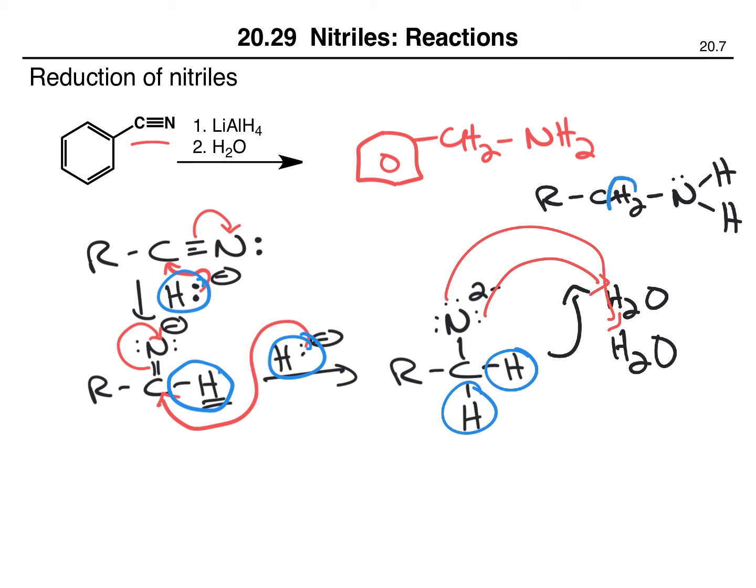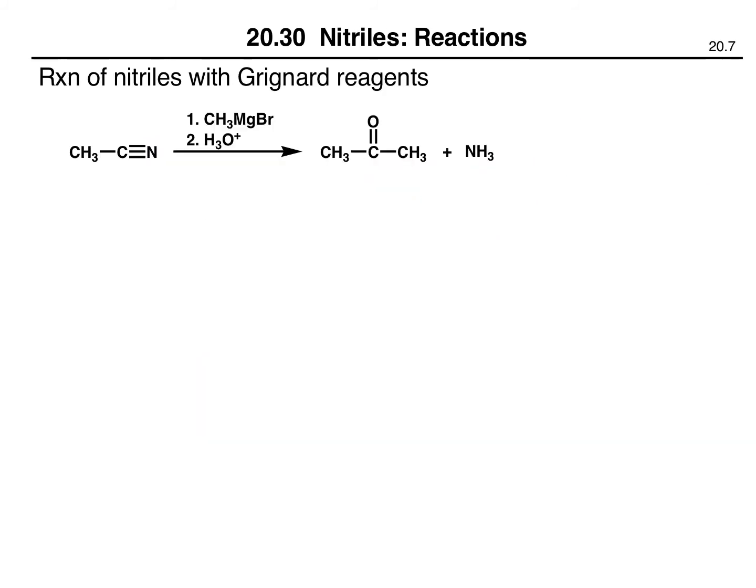So in the end, these two hydrogens came as hydrides, and then this and this came as protons from the water. So if you want to know how this works, then here is some information. Mainly what I want you to know is that nitriles can be reduced by lithium aluminum hydride to give an amine. The last reaction of nitriles that we're going to talk about is the reaction with Grignard reagents.